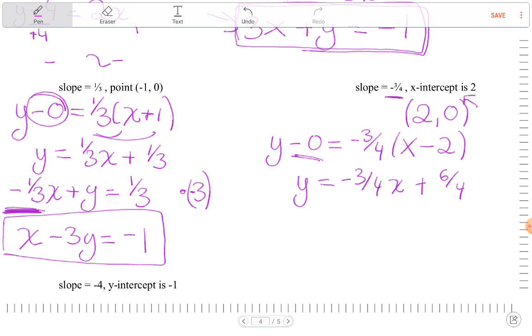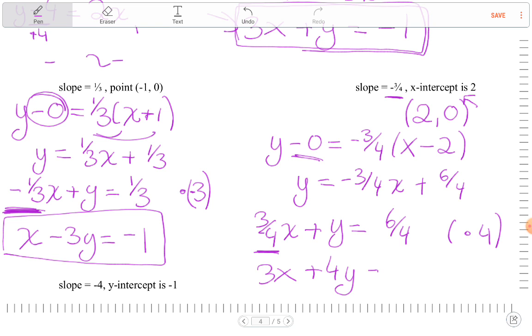So we need to bring x and y on the same side. I'm going to add 3/4 x on both sides. This is what I have left over. My x is a fraction, which I can't have. What is the one number that I need to multiply by? My magic number is 4. So I'm going to multiply everything in the equation times 4. 3/4 times 4 is just 3x. Y times 4 is 4y. And 6/4 times 4 is just 6. Here's my line in standard form.